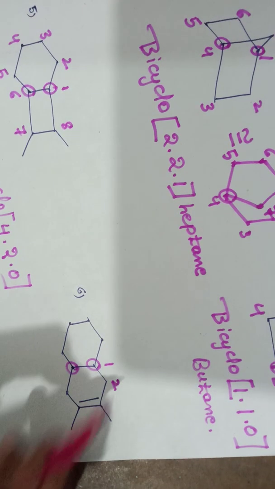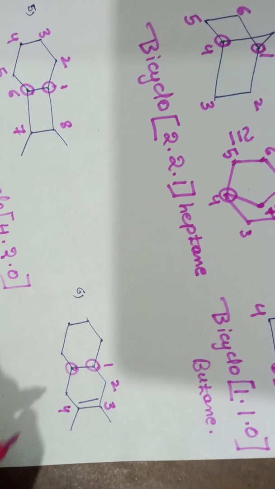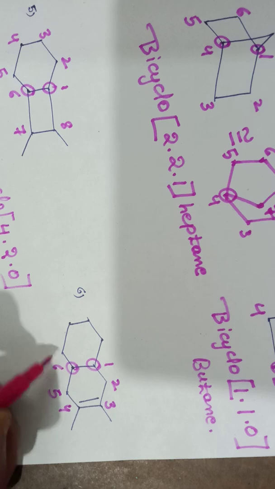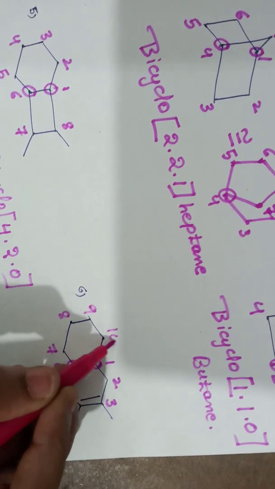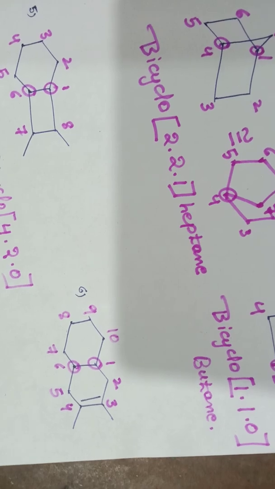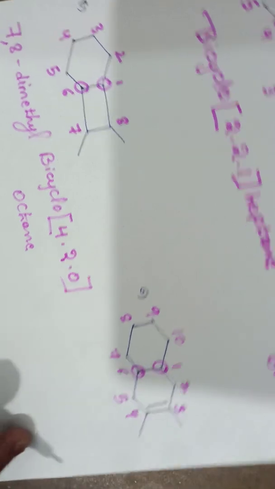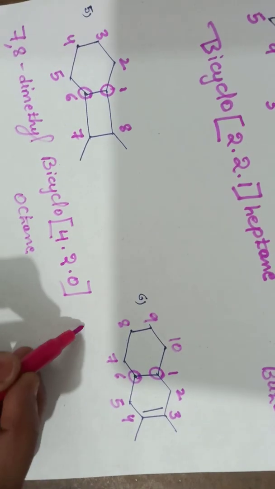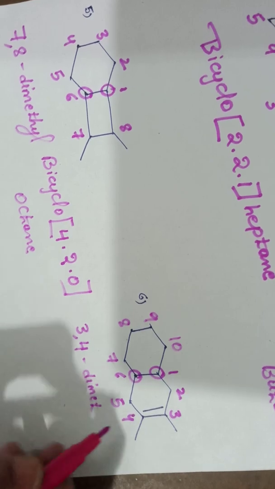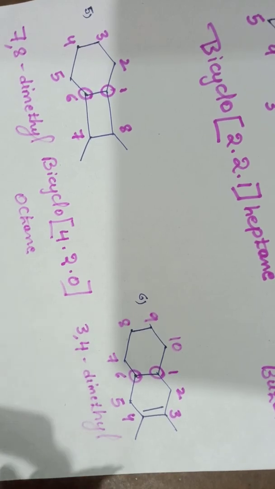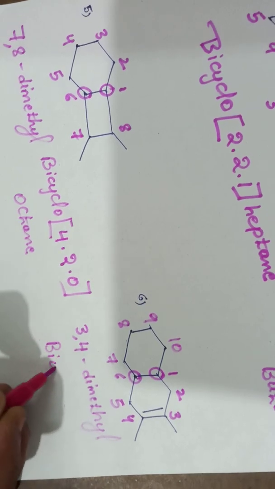1 2 3 4 5 6 7 8 9 and 10. Okay, first we have to give the substituents name. At third and fourth position we are having methyl groups. 3, 4 dimethyl, bicyclo.